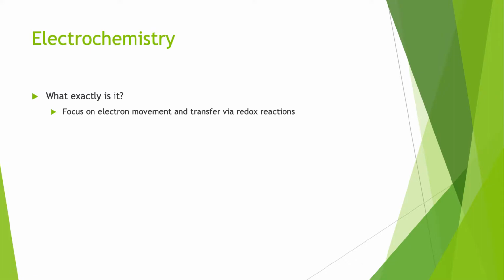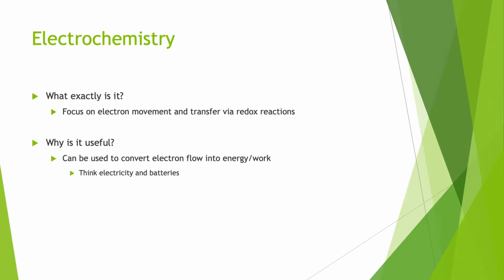But really, when we talk about electrochemistry, our focus is going to be on electron movement. Mainly we're going to be looking at what we call redox reactions, oxidation-reduction reactions, where electrons are transferred during the reaction. These reactions are really useful because we have a lot of ways to control them, and they're very predictable in terms of the amount of energy we can get from them to actually do things.